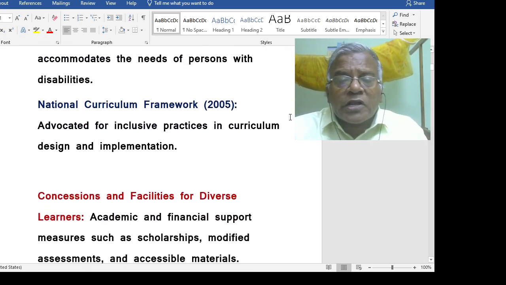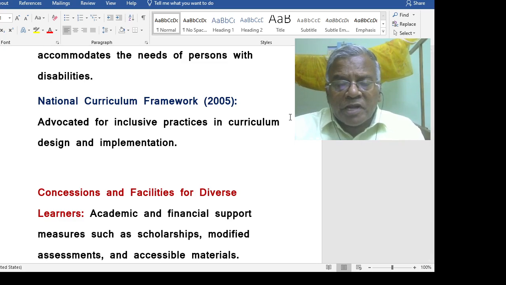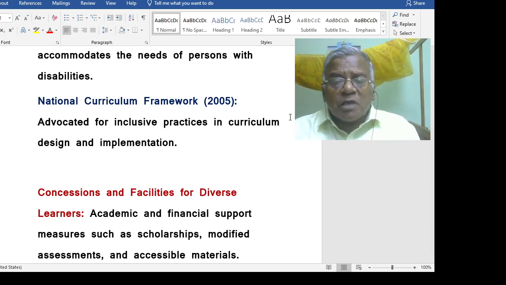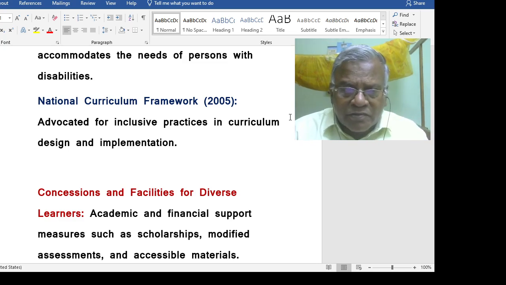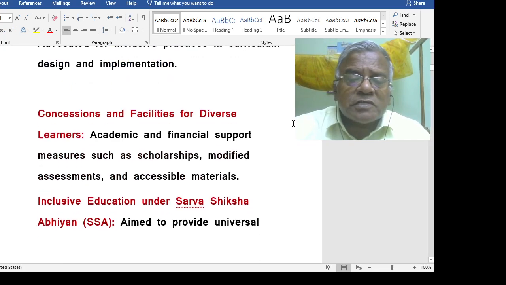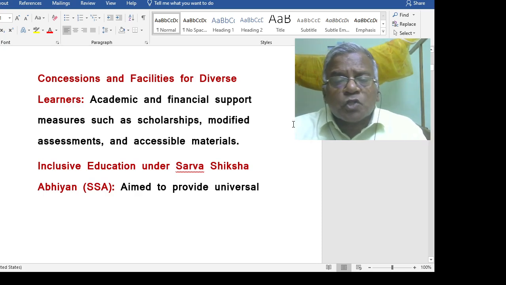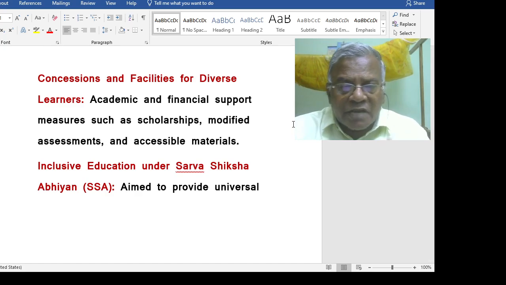The National Curriculum Framework 2005, it advocated for inclusive practices in curriculum design and implementation. So they recommended something should be done in the curriculum itself with regard to inclusive education. What are the concessions and facilities for diverse learners? Academic and financial support measures such as scholarships, modified assessments and accessible materials were given to such diverse learners.